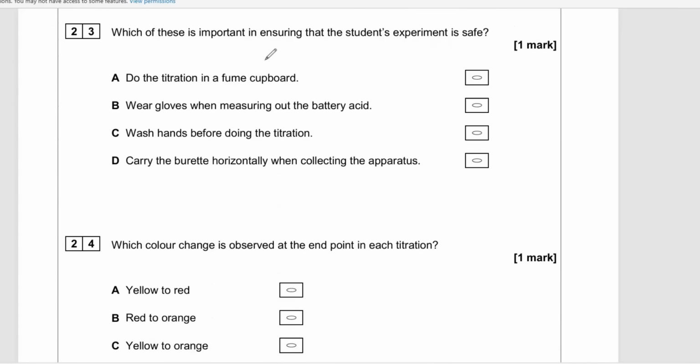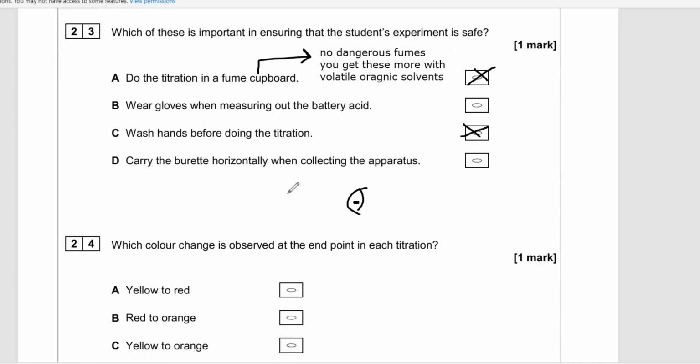Which of these is important in ensuring the student's experiment is safe? Do the titration in the fume cupboard. You're not really getting any fumes here. If we look at the products of this neutralization, we're not really getting any dangerous gases coming off. So you wouldn't really use a fume cupboard. That's more for your organic solvents. Wear gloves. Yeah, that sounds pretty good, doesn't it? Don't get battery acid on your hands, and don't carry a burette horizontally and poke someone in the eye.